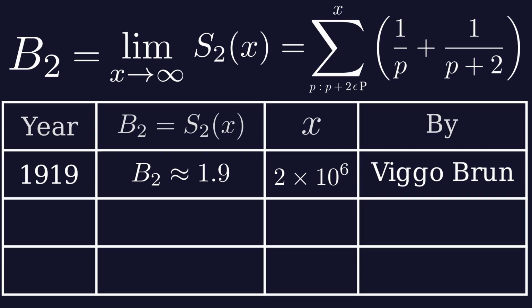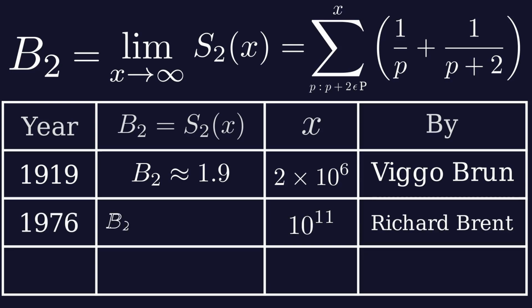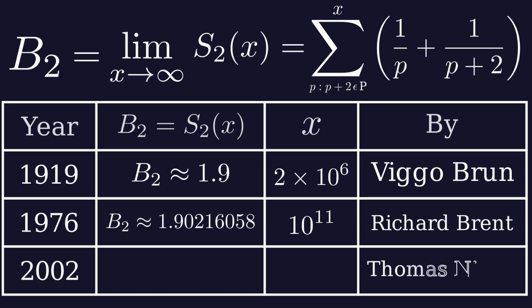Later, other mathematicians improved this estimate using more twin primes and better methods. For example, in 1976, Richard Brent used all the twin primes up to 10 to the 11th power and obtained a closer approximation. In 2002, Thomas Nicely used all the twin primes up to 10 to the power of 16 and obtained an even closer approximation.